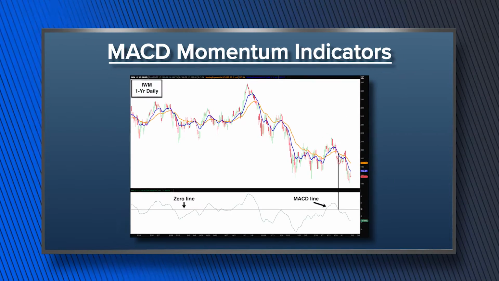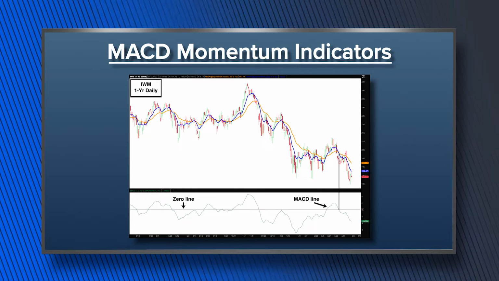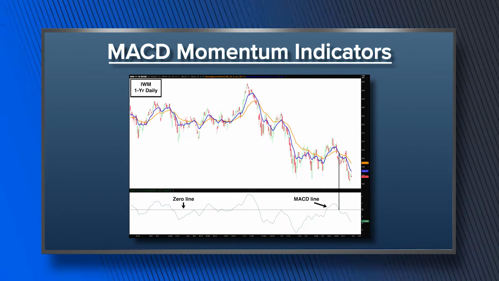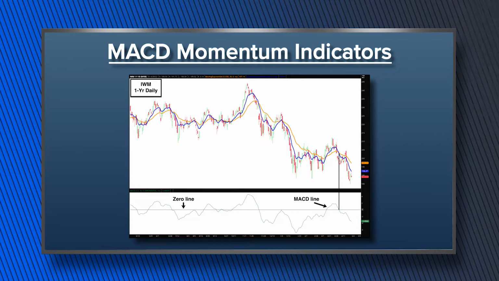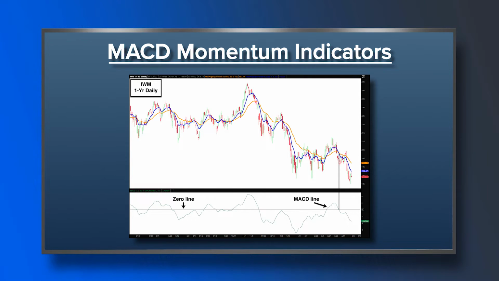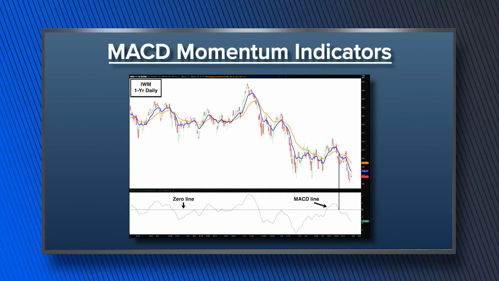As you can see on your screen right here, this is IWM. It's an exchange-traded fund, and it tracks the Russell 2000. It's basically small cap stocks, smaller companies. So with IWM, we're going to look at the Moving Average Convergence Divergence, aka the MACD.